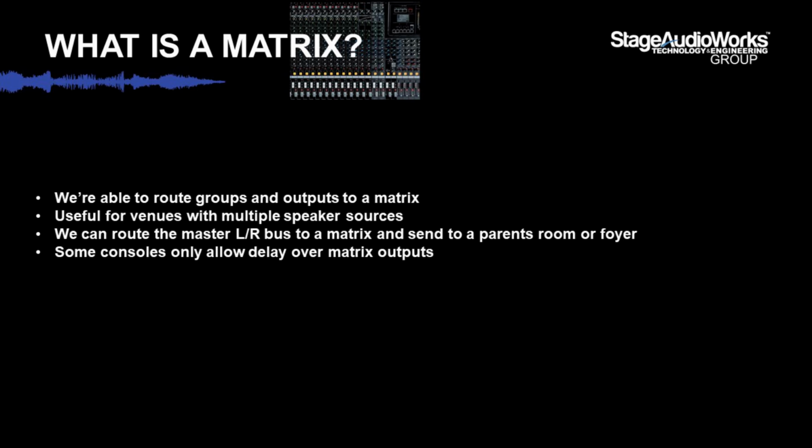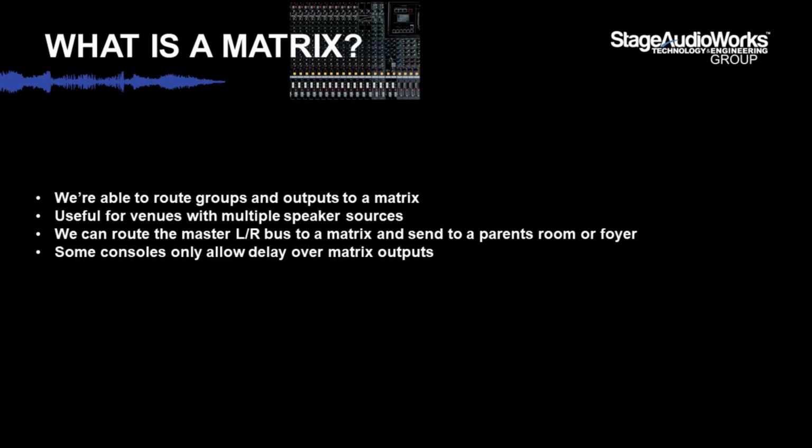So a common use will be if you have a PA system that's comprised of multiple outputs. So for instance, if you have a church that has a main auditorium, a balcony, a parent's room, and a foyer, to send the same audio that you're hearing in the auditorium PA to these other venues, we use a matrix. So you can route your left-right stereo bus to a matrix and then send that to whatever speaker output you like. And many consoles also offer a channel to matrix as well, so you can send individual input channels to a matrix too.